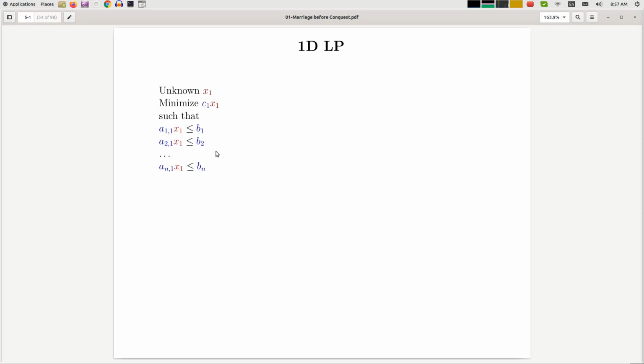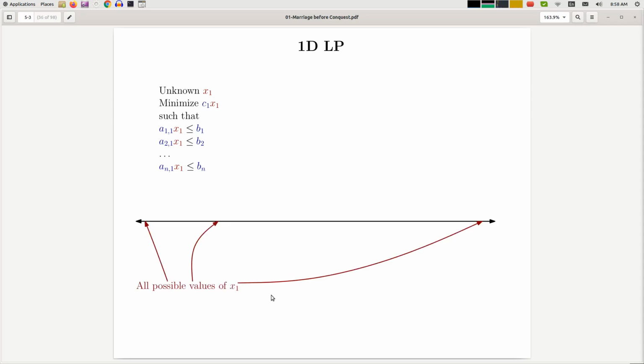One way to have an intuition about this problem is to consider the set of all real numbers, let's say this axis. This can represent all possible values for x1. x1 is a real number, so it could be anywhere on this line. In other words, this line represents all possible values of x1.